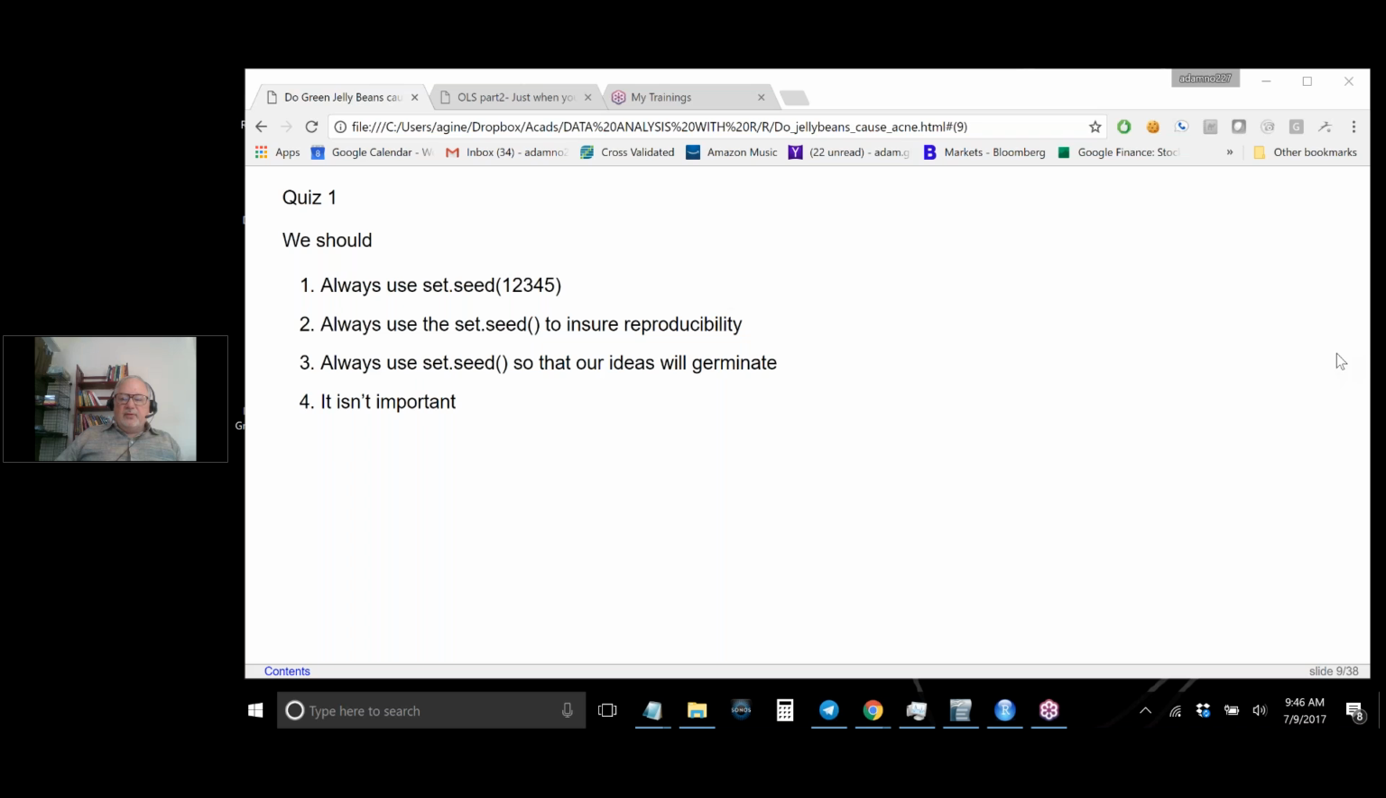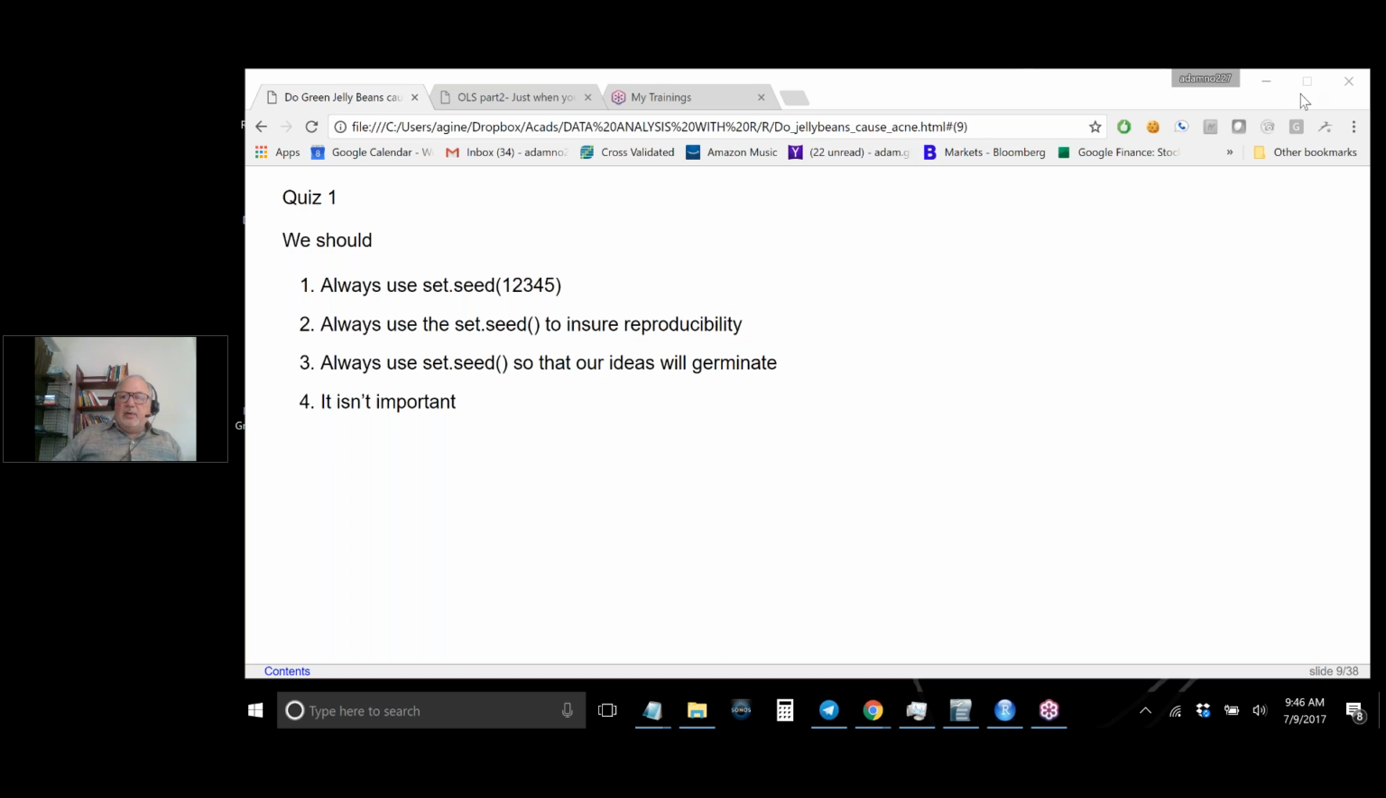So it looks like for now choice 2 is winning, which is good. We have 3-0 for choice 2, 4-0 for choice 2. Anyone else care to answer? All right, yeah, it's number 2. You should always use set.seed to ensure reproducibility. If you set.seed 1, 2, 3, 4, 5, that's fine, but there's no reason. You can even use set.seed equal to 1, or whatever your favorite number is. But you should always use it, and that's that.